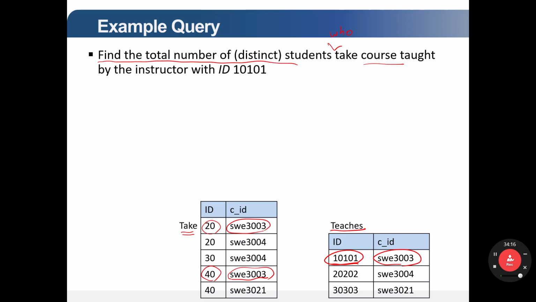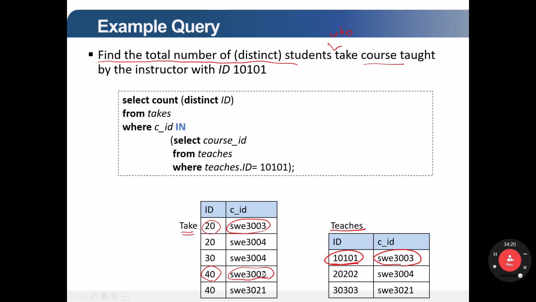And let's write this in SQL using a nested query. First, you access the teaches table and extract the course ID, this one. And then you access the takes table and check whether each course ID column value is included in the output of this nested query. Okay.